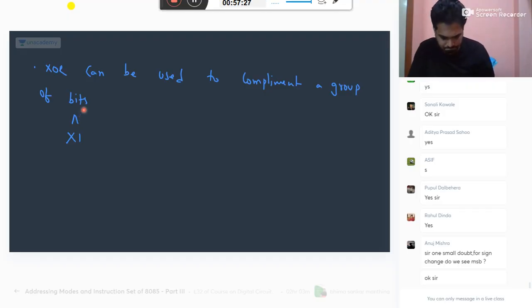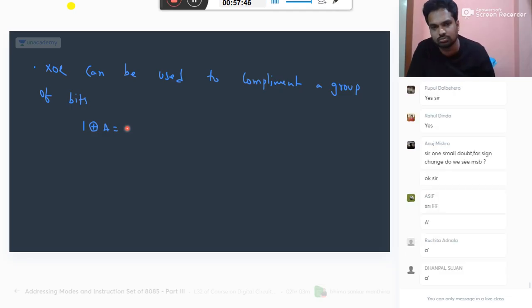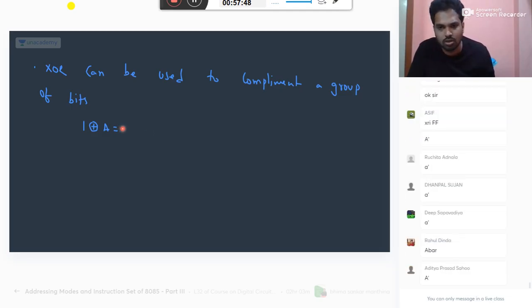For example, to complement the MSB, what to do? XOR immediately with 80 hexadecimal, which will complement the MSB. Remaining will come as it is. You can set, you can reset, you can complement using the XOR operation.